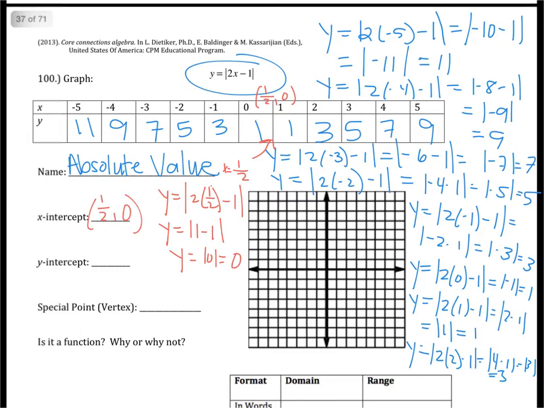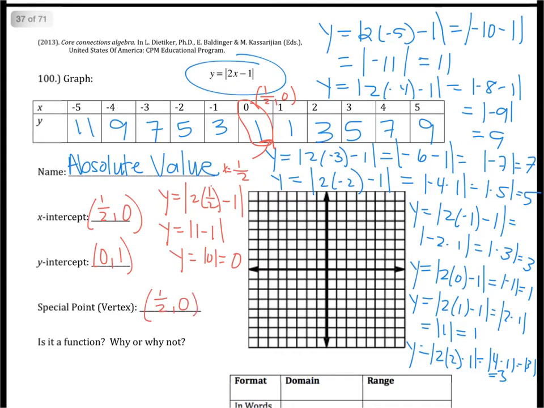The y-intercept is the value where x equals 0, which is this one right here at 0, 1. The special point of the vertex is the point about which the symmetry builds. So that is also the x-intercept in this case. It's not always, but it is in this one. So right here is the vertex, because then out from there we go 1, 1, 3, 3, 5, 5, 7, 7, 9, 9, etc. So the vertex is 1/2, comma 0.